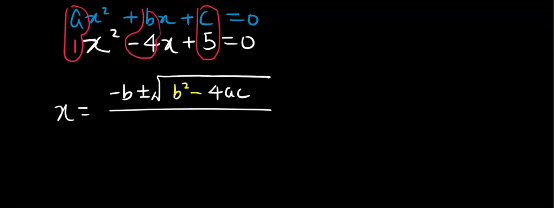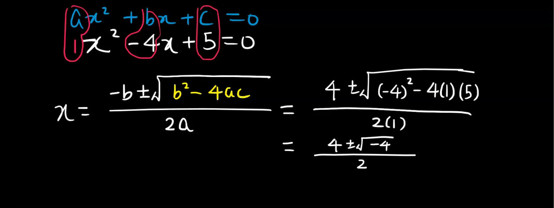Once again, this whole thing is called the quadratic formula. This yellow part, b squared minus 4ac, we call the discriminant. All right, we're going to do over 2 times a. Go ahead and plug in. Let's see what you have. Okay, when you substitute, I hope that you put everything in correctly. And then you got something that looks like this.